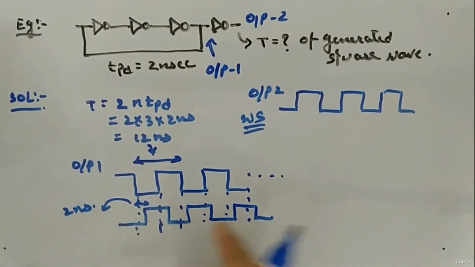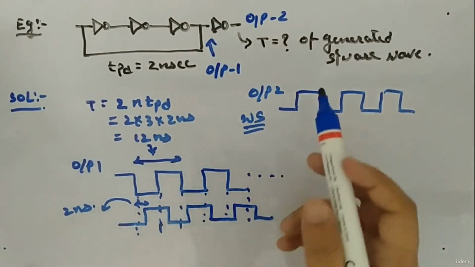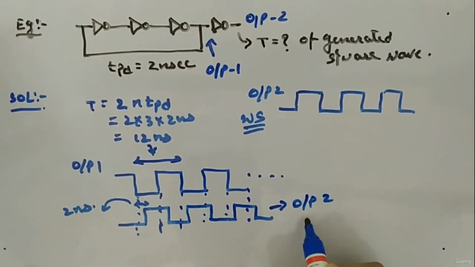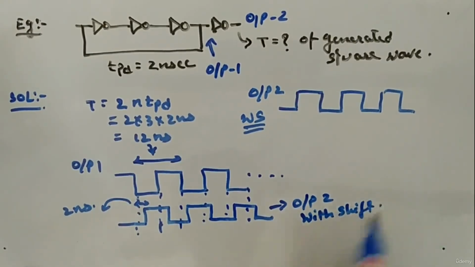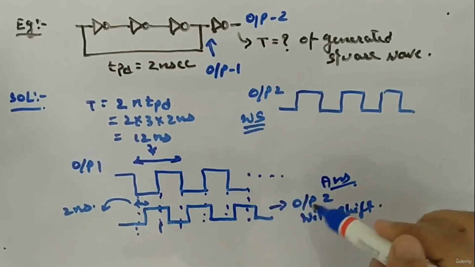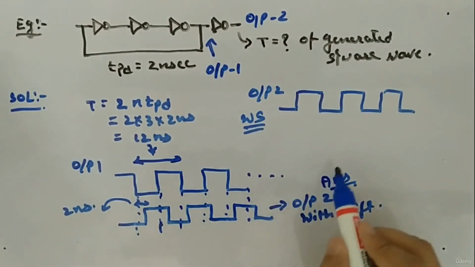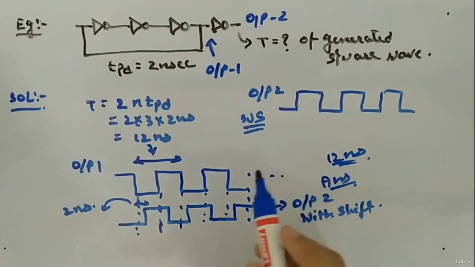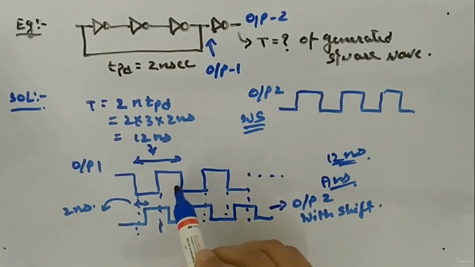Okay, so there is a shift, the same signal shifted, and because there is a NOT gate, there is an inversion as well between output 1 and output 2. So this is output 2 with shift. So this is the answer. This is how the signal will look, and the time period will again be 12 nanoseconds. It is just an inverted and shifted version of output 1.